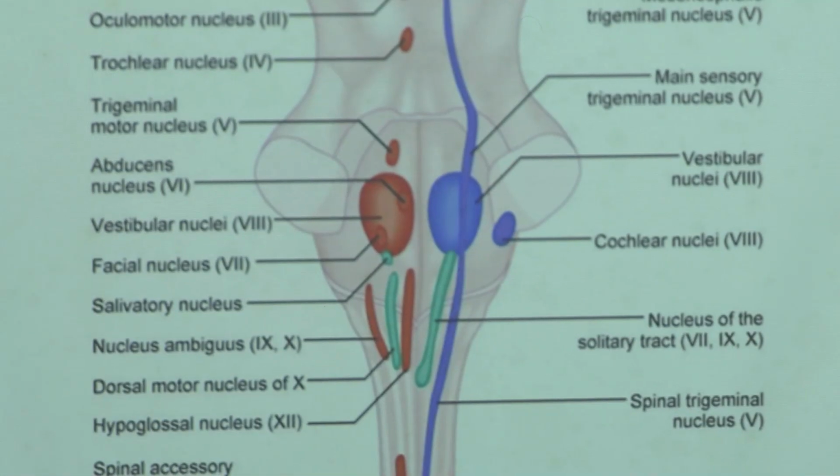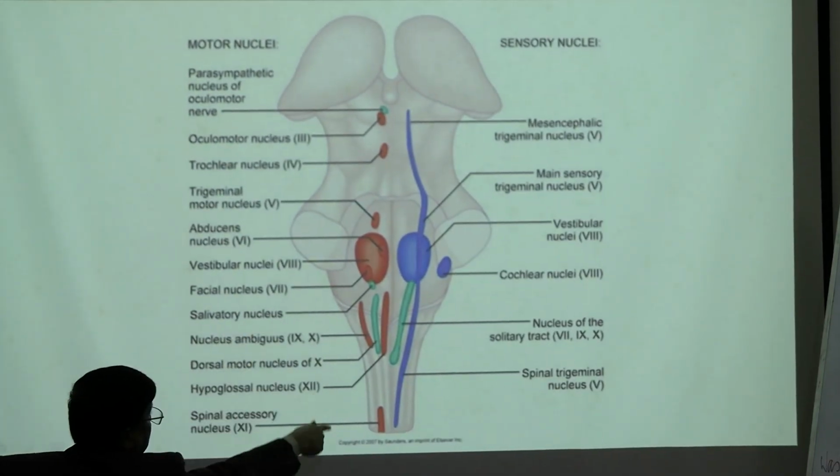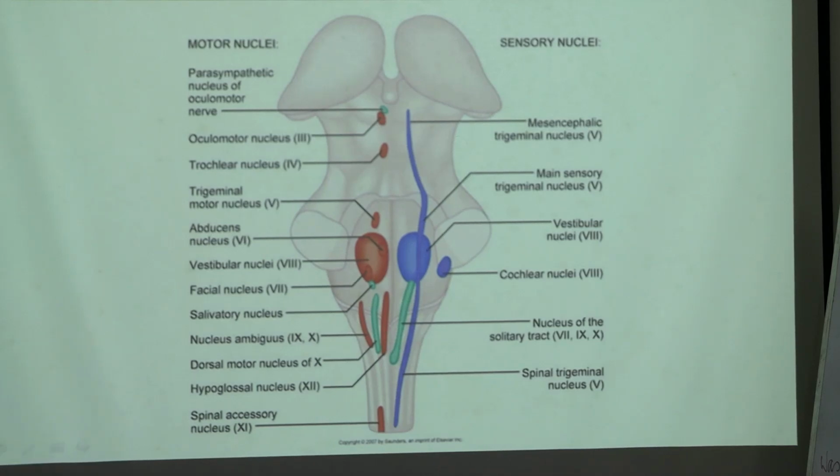Now you can see that the last four nuclei are in the medulla. Spinal accessory last, spinal trigeminal. You can see the trigeminal nerve has a peculiar nucleus. One nucleus of the trigeminal nerve starts from the midbrain. See the length. It is very peculiar. It starts in the midbrain and ends in the spinal cord, almost entering the spinal cord. This is the nucleus of the trigeminal nerve carrying pain and temperature sensation.